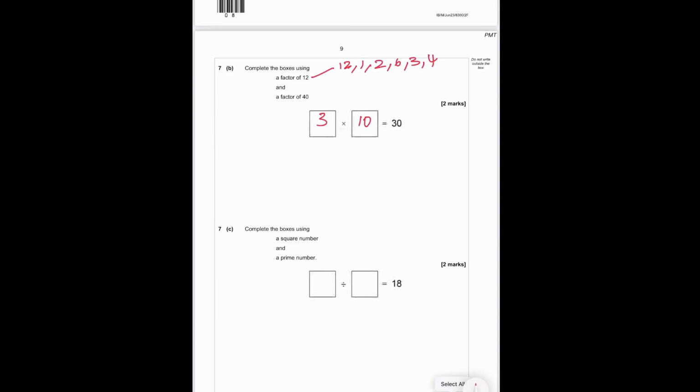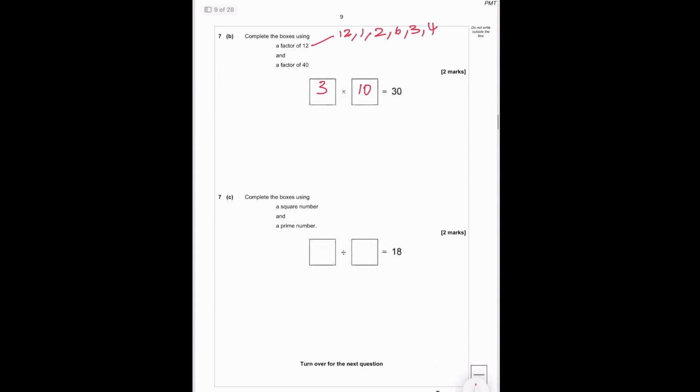Complete the boxes using a square number and a prime number. So our square numbers are 1 squared is 1, 2 squared is 4, 3 squared is 9, 4 squared is 16, and our prime numbers are going to be 2, 3, 5, 7. We need something divided by 18, so they're going to need to be bigger than this. So 4 squared, 5 squared is 25, 6 squared is 36. Now I know that 36 is a multiple of 18, so 36 divided by 2 is 18.